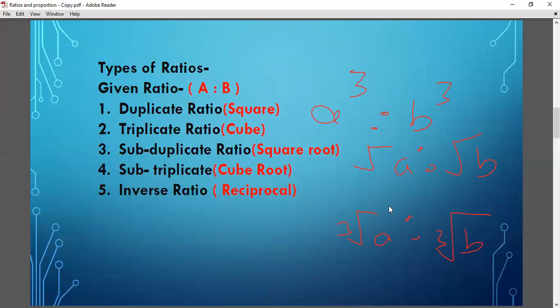The last one is inverse ratio. So inverse is basically reciprocal. So if the initial ratio is given as A is to B, the inverse ratio of A is to B will be simply 1 over A is to 1 over B. So you need to remember these terms so that you can apply the definition or the concept in the questions in order to find the answer.